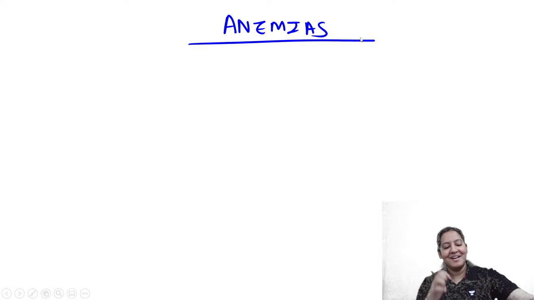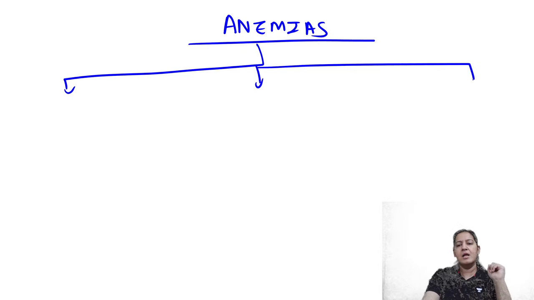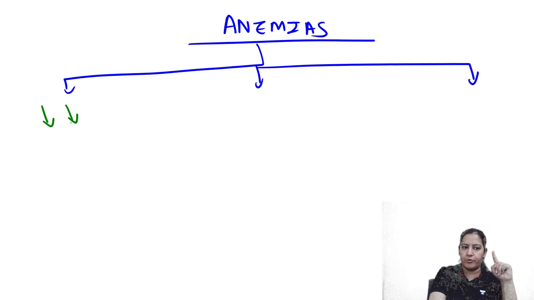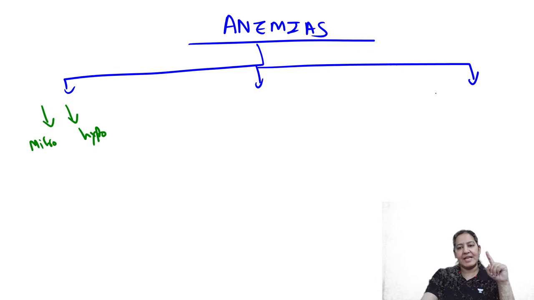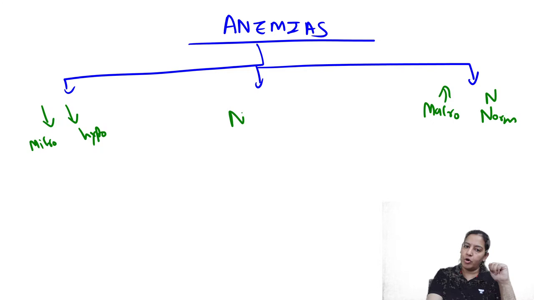As I've told you, there are three types of anemia. So what are the three types of anemia? The first anemia is microcytic hypochromic. This is microcytic, the size is less. Hypochromic, the color is less. The second type of anemia is macrocytic and normochromic, right? So size is more, but color is normal, right? Normochromic. The third type of anemia is normocytic normochromic.